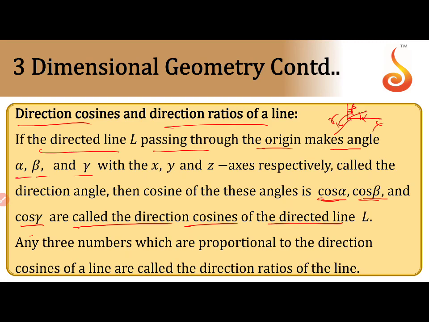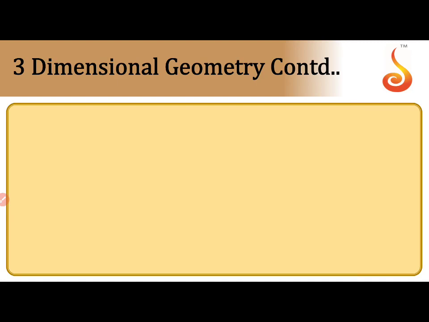Clear that one? Next, what are direction ratios? Three numbers which are proportional to the direction cosines of a line are called direction ratios. Here direction cosines you can denote by l, m, n. Direction ratios you can denote by small a, small b, small c. And what is the relation between them? l by a equal to m by b equal to n by c. The three numbers which are proportional to DCs are called DRs. So DCs are from the angles made by the line with x-axis, y-axis, z-axis: alpha, beta, gamma, cos alpha, cos beta, cos gamma, the direction cosines. Clear?